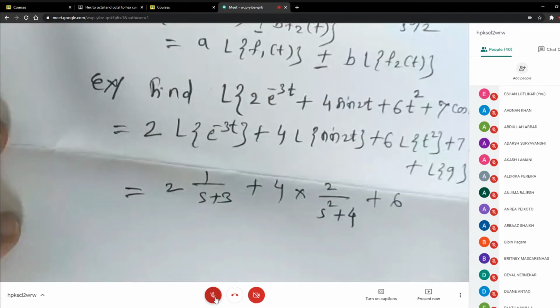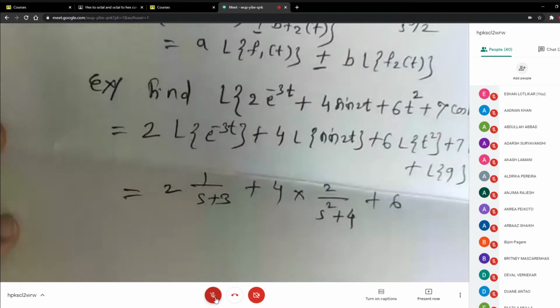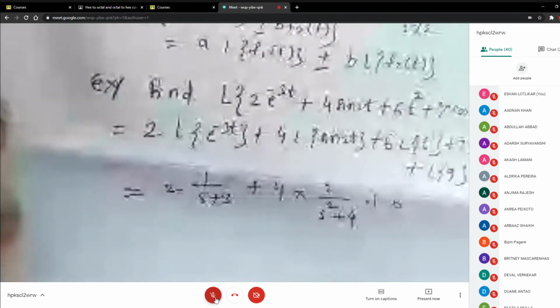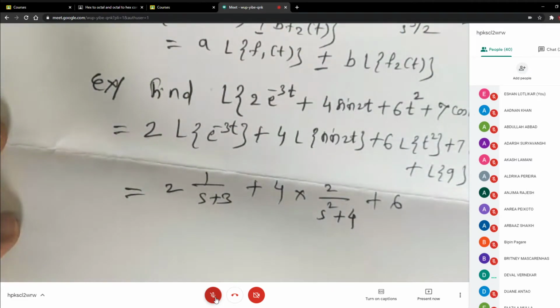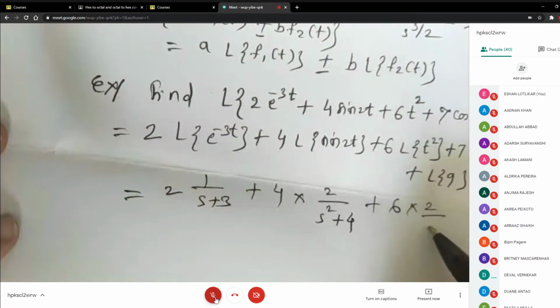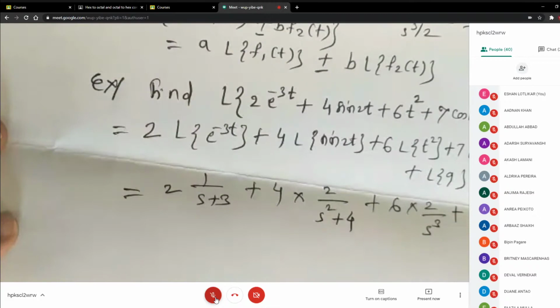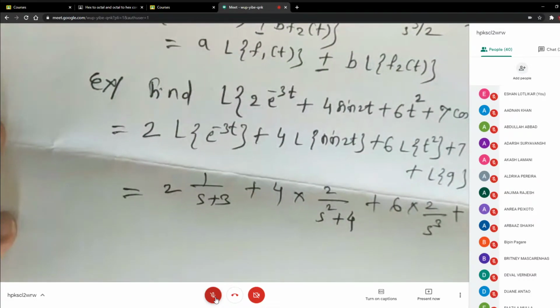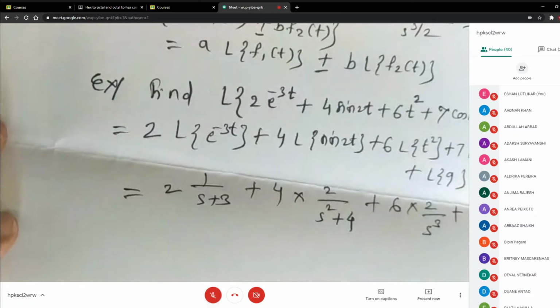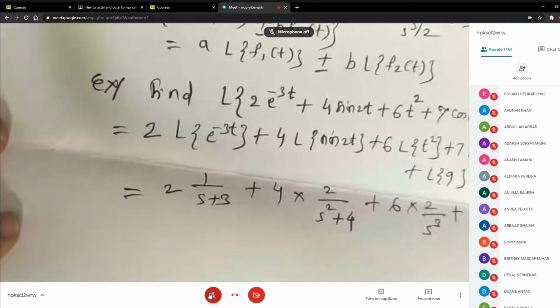Plus 6 Laplace of t square. Laplace of t square is 2 upon s cube. Very good, 2 upon s cube because it is n factorial, 2 factorial is 2, upon s raised to n plus 1. Correct. Plus 7 Laplace of cos hyperbolic t. Ishan, tell, what is Laplace of cos hyperbolic t?